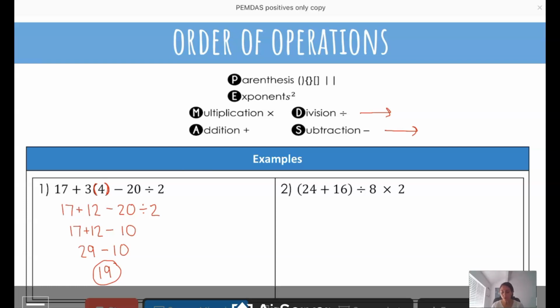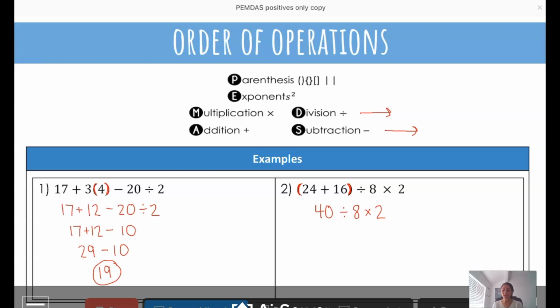If we look at number 2, we have the quantity 24 plus 16 divided by 8 times 2. So in this problem, we do have parentheses with stuff to simplify inside it. So we're going to start with those parentheses and do 24 plus 16, which is 40. Then we're going to bring down everything we haven't done yet. Now we have 40 divided by 8 times 2.